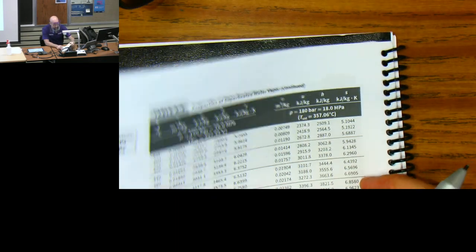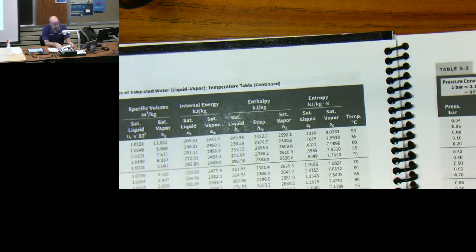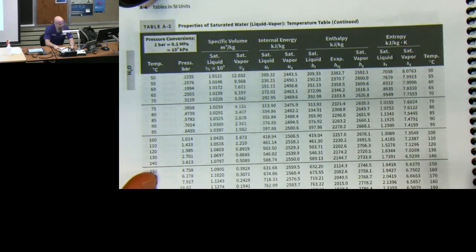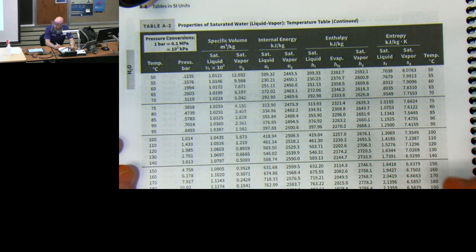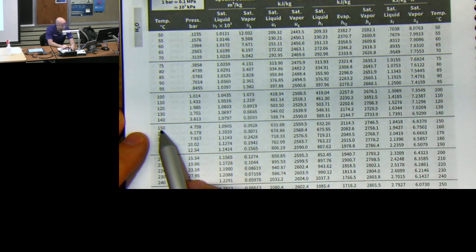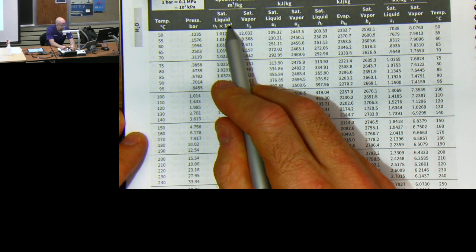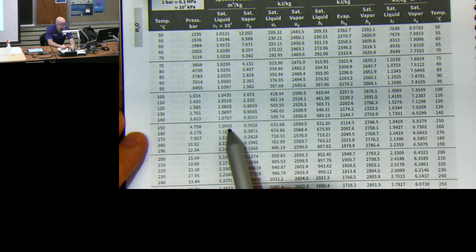We're going to go back to the saturated temperature table, which is table A2, and we're going to approximate the properties for that specific volume to be the same as the saturated liquid at the temperature that we've been given, at 150 degrees Celsius. We are going to say that the property of specific volume is going to be 1.0905 times 10 to the negative third. That's what we're going to approximate it as.